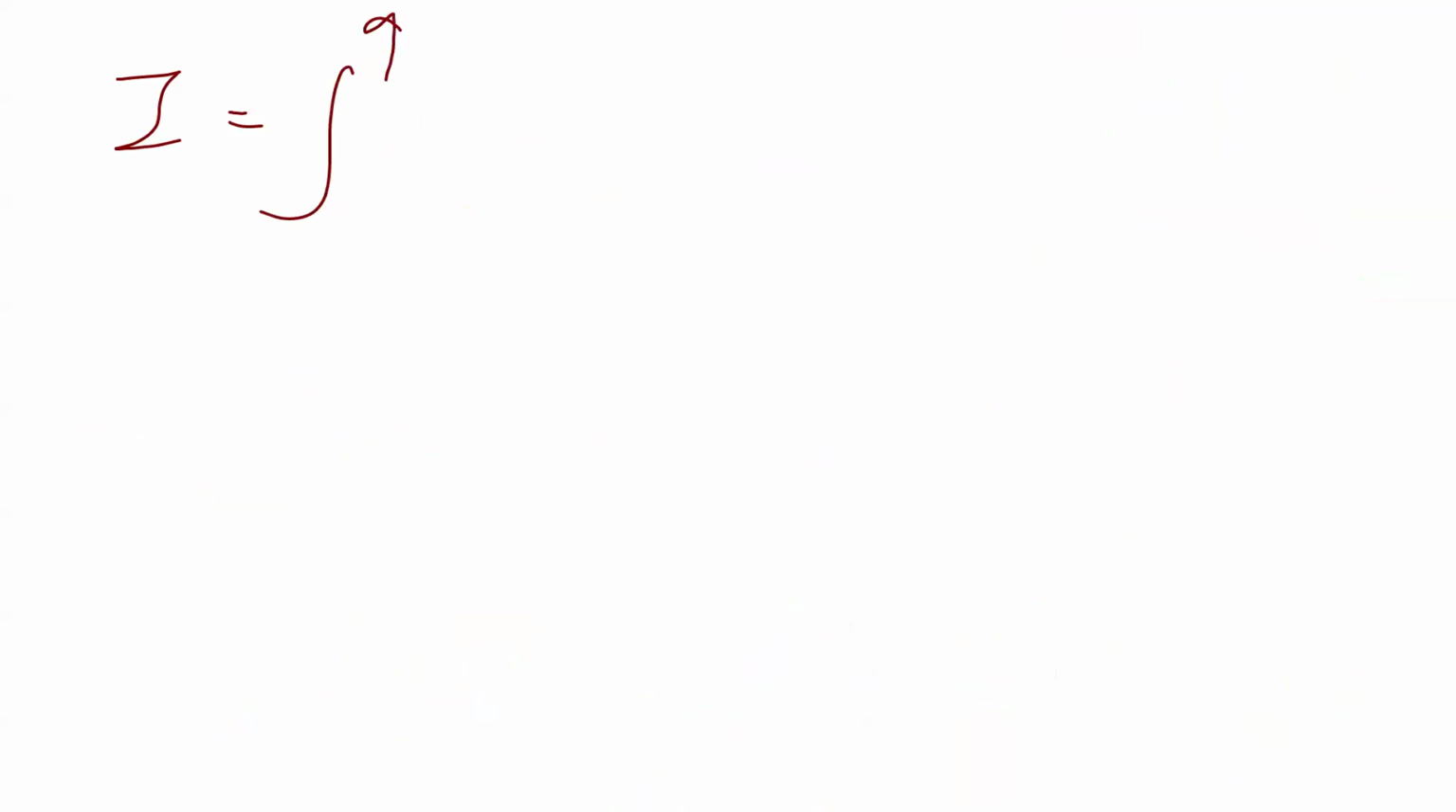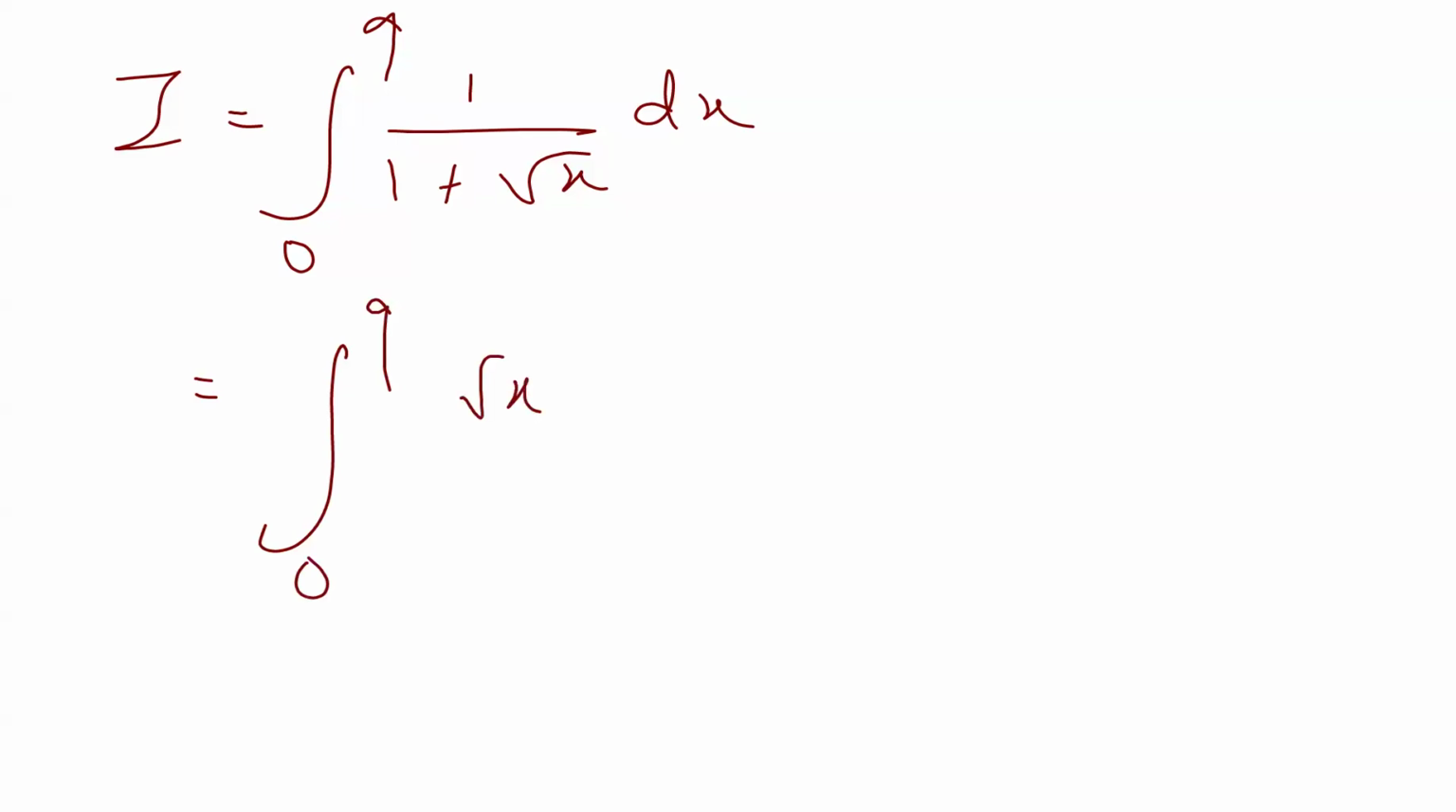Integration from 0 to 9 of 1 upon 1 plus root x. Again, the 0 to a property does not work over here. The denominator will not remain the same. You have understood the property of 0 to a, that it works for problems like 1 and 2, but we should not apply that property blindly everywhere. So I think what I will do is multiply and divide with root x.